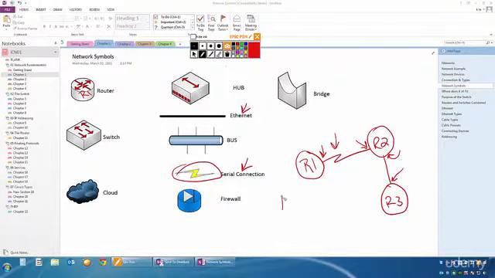Now, if I decide to plug router 1 into a switch, notice my square here is a switch. I would also give it a name like this, saying switch 1. And I would draw a straight line, or a line like this, which is still a straight line.